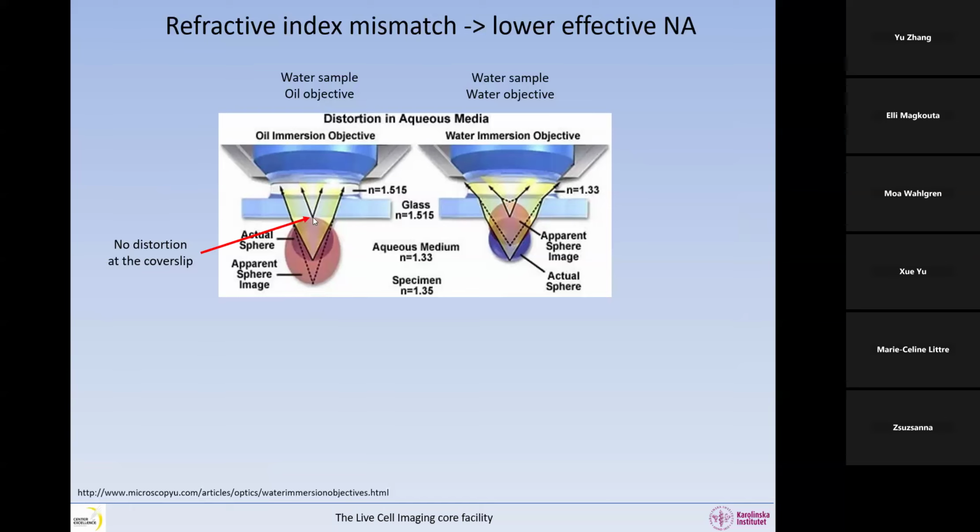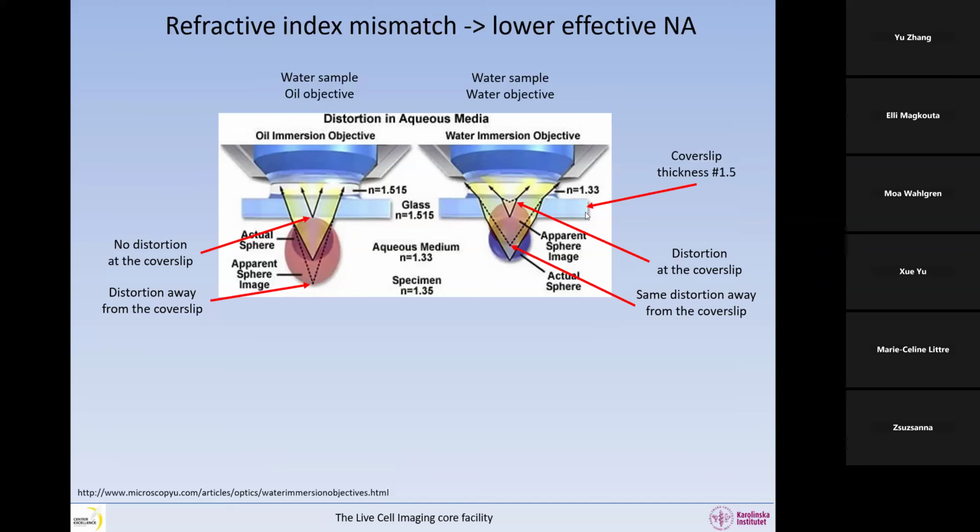So here there's no distortion at the cover slip, and there is distortion far away from the cover slip, and that is different at different distances from the cover slip. And in here we have no distortion at the cover slip, and here we have the same distortion away from the cover slip, so we're good. And clearly the cover slip is the correct thickness. If you have the wrong thickness here, you are introducing these aberrations yourself. So the cover slip is part of the design of the objective. Only choose number 1.5 cover slips.